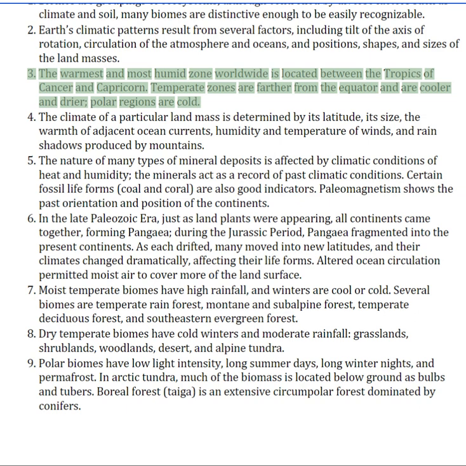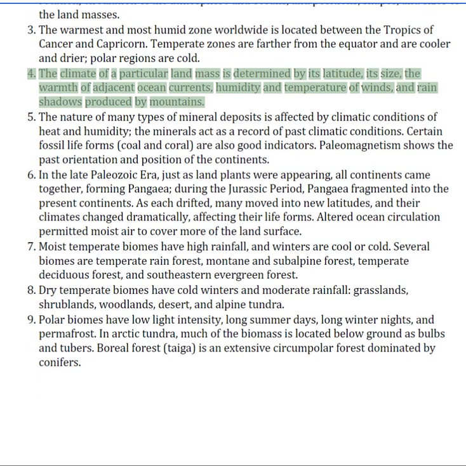3. The warmest and most humid zone worldwide is located between the tropics of Cancer and Capricorn. Temperate zones are farther from the equator and are cooler and drier. Polar regions are cold. 4. The climate of a particular land mass is determined by its latitude, its size, the warmth of adjacent ocean currents, humidity and temperature of winds, and rain shadows produced by mountains.